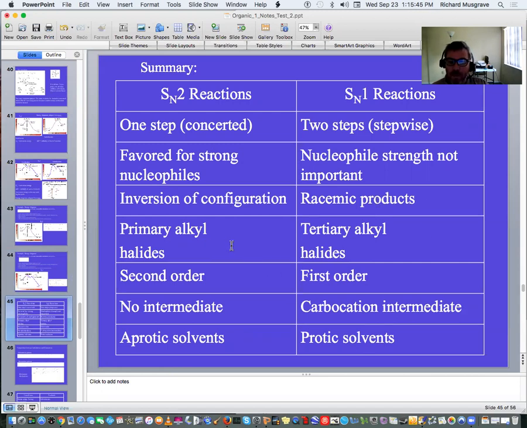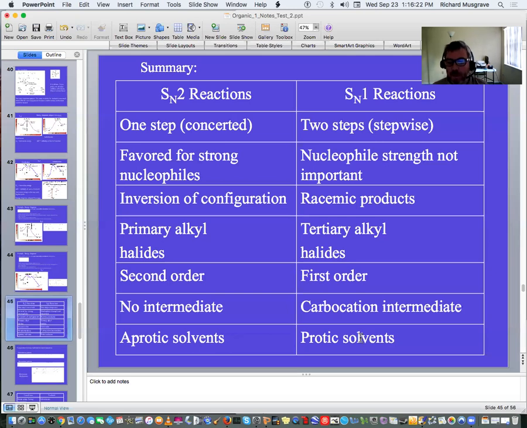Sn2 reactions happen with primary halides, whereas Sn1 happens with tertiary halides. Sn2 reactions tend to be second order. That means they involve two molecules at the slow step, whereas Sn1 is first order, involves one molecule in the slow step. Sn2 reactions have no intermediate because they're happening at the same time. And Sn1 has a carbocation intermediate because it happens in two steps. And Sn2 is favored for aprotic or non-polar solvents, whereas Sn1 is for protic solvents.